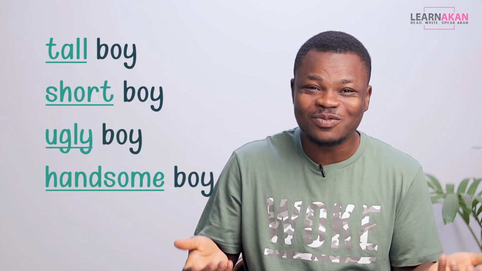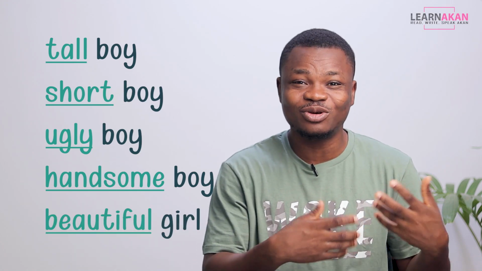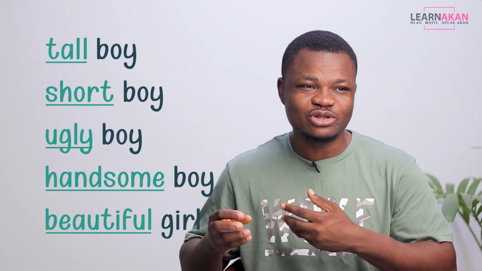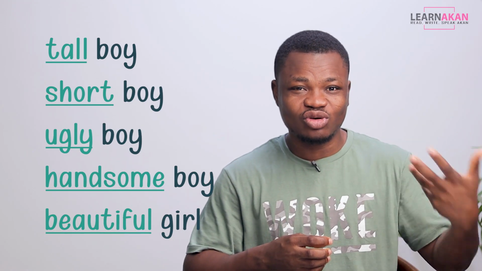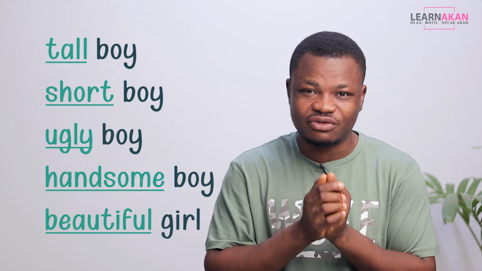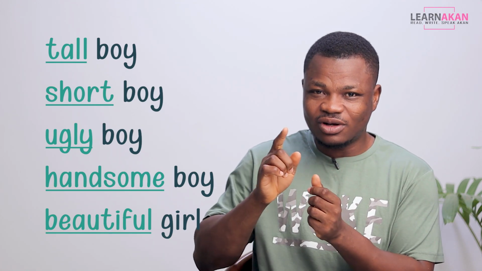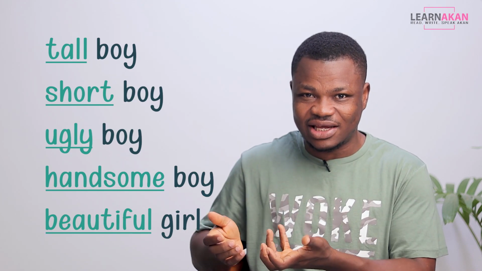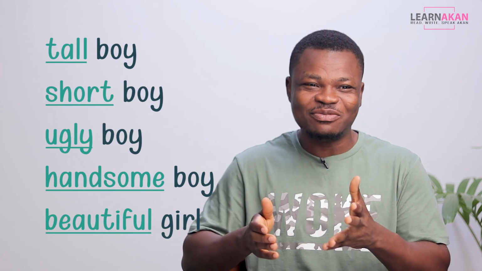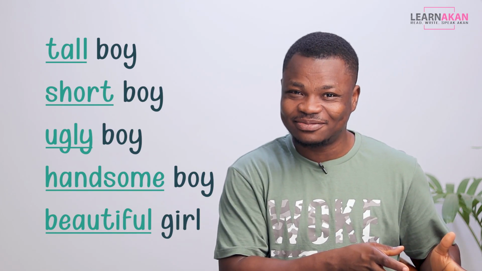Or I could say, call me the short boy, call me the ugly boy, call me the handsome boy, call me the beautiful girl, and all that. So those are what we call adjectives. We use them to modify nouns and pronouns, to add more details to the entities that we are referring to. Now, if you look at the examples that we just gave, you'll find that the adjectives come right before the nouns that they modify.